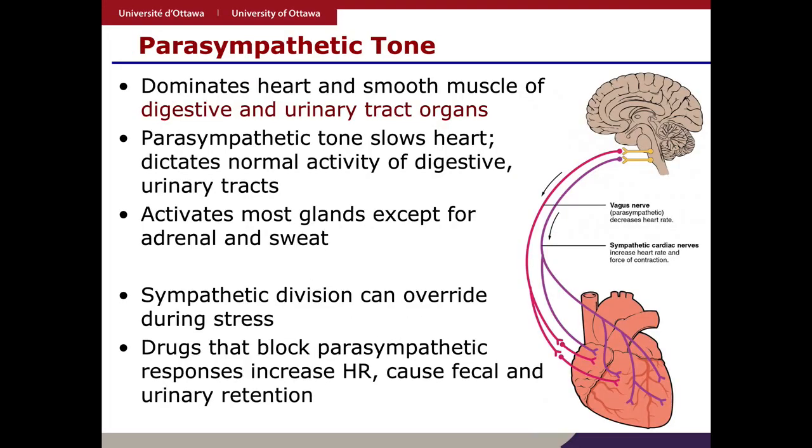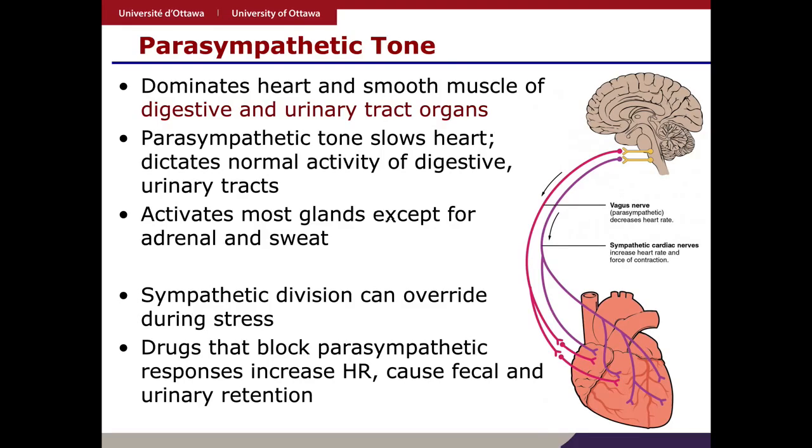In contrast to the sympathetic division's dominance of blood vessels, parasympathetic effects normally dominate the heart and the smooth muscle of digestive and urinary tract organs. These organs exhibit parasympathetic tone. This division slows the heart and dictates the normal activity levels of the digestive and urinary tracts. However, the sympathetic division can override these parasympathetic effects during times of stress. Drugs that block parasympathetic responses increase heart rate and cause fecal and urinary retention.